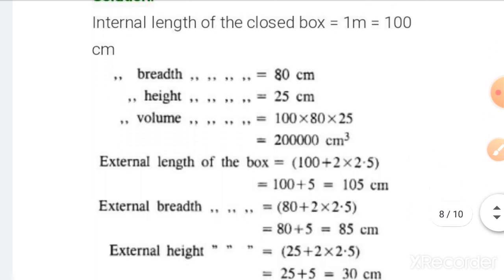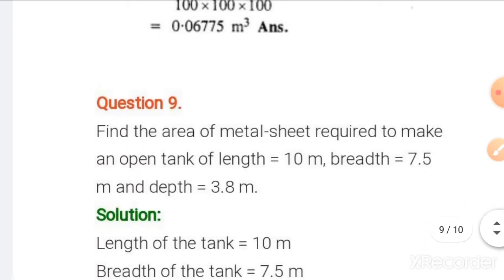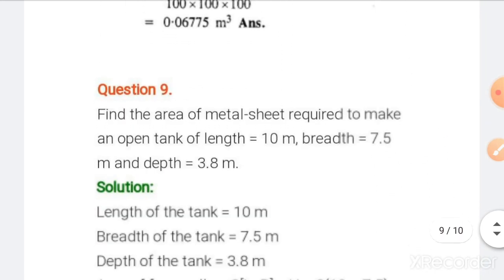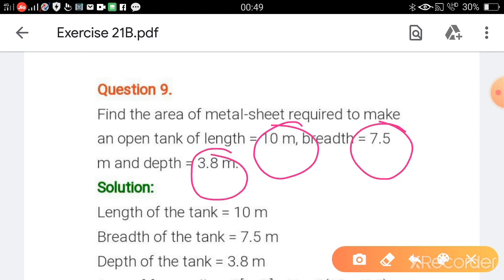Then we will see another problem, which will be the ninth problem. See now, find the area of the metal sheet required to make an open tank of length 10 meter, 7.5 meter and 3.8 meter depth. So L is given as 10, B is given as 7.5, and depth is given as 3.8. So these are the dimensions.